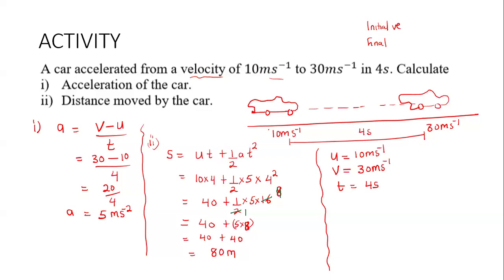Yes, Irina? So I'm wondering, to find the distance moved by the car, is it okay to use the direct method of finding the displacement? What is the direct method? Average velocity times time. And I still got the same answer as you. Yes, it is the same. Okay, sir. Thank you.